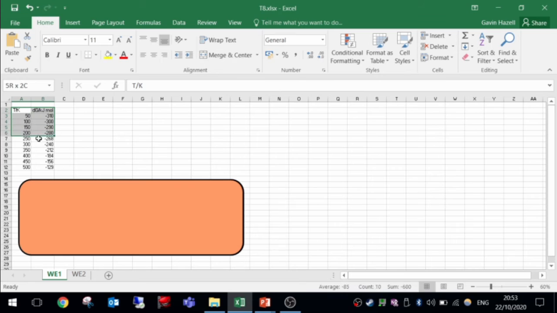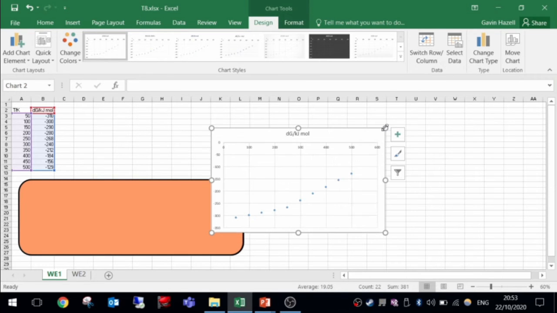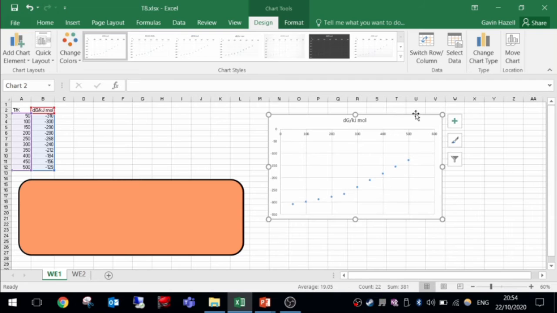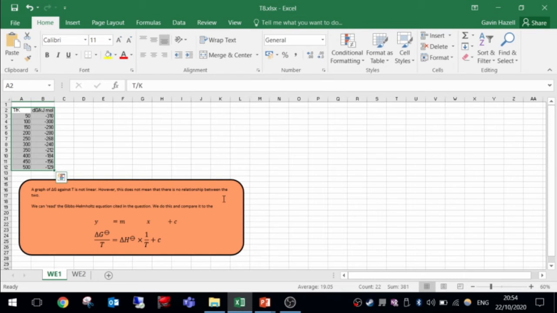Let's plot the data up with temperature as our x-axis, because that's the variable we are changing, and the change in Gibbs energy as our y-axis, as that's our dependent variable. So I'll plot a scatter plot. And the first thing you notice about that graph is that this is not a straightforward linear relationship between temperature and the change in Gibbs energy. So I'm going to delete that graph, and let's have a look at the equation again in a little bit more detail. So you can see that that graph of delta G against T is not linear, but importantly, that doesn't mean that there's no relationship between the two.